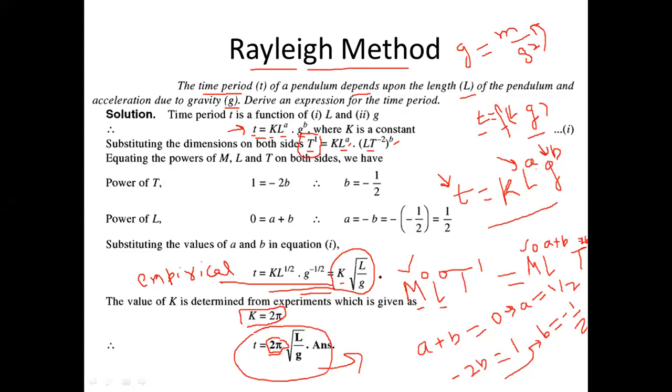To summarize this particular method, whenever the Rayleigh method is given to you, you first need to identify dependent variables and independent variables. After finding them, you need to rewrite the equation in this form. You keep the dependent variable on the LHS and all the independent variables on the RHS, and each independent variable should have a power. Like in this case, we had two independent variables, so L to the power A, G to the power B. If there is a third parameter also, we will do it to the power C, let's say X to the power C.